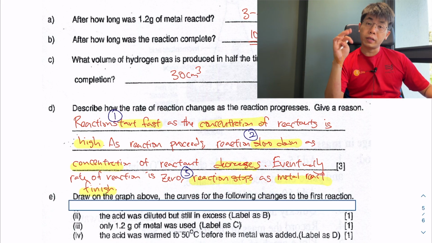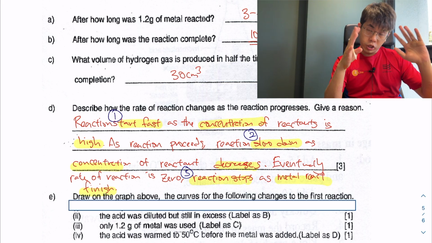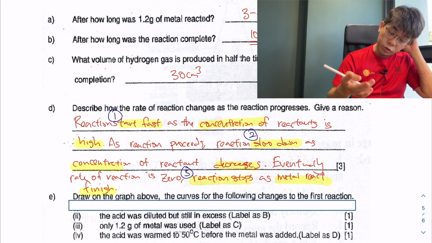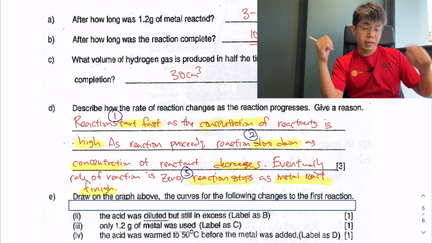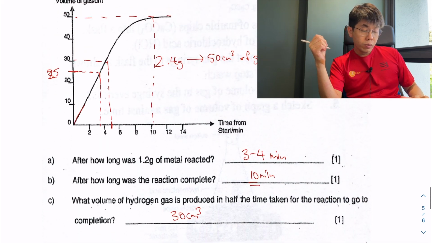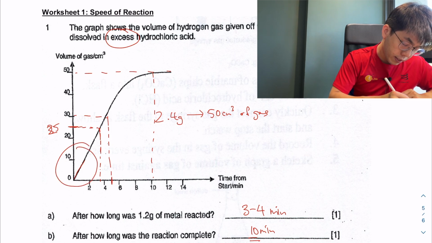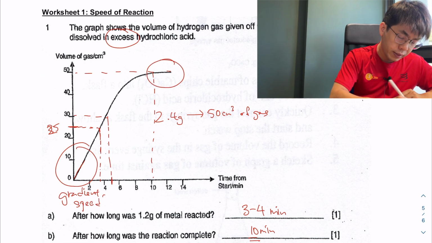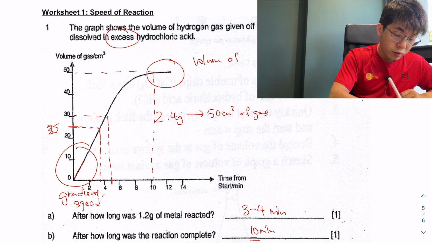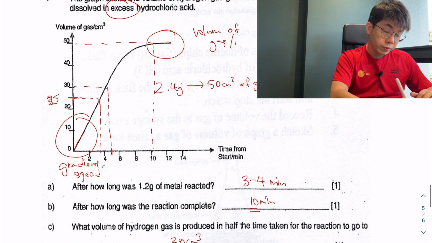All right, let's look at the last 3 questions. On the graph above, the curve changes depending on the situation. The acid is diluted. Diluted means concentration decreases, but it's still in excess. When we draw the graph, we are always looking at 2 parts. Firstly at the start, this is the gradient, which is the speed. And then this is the volume of gas, which is how much is being produced, the yield.